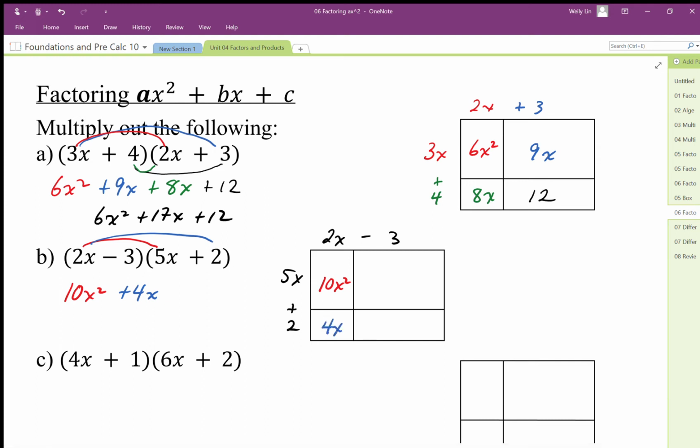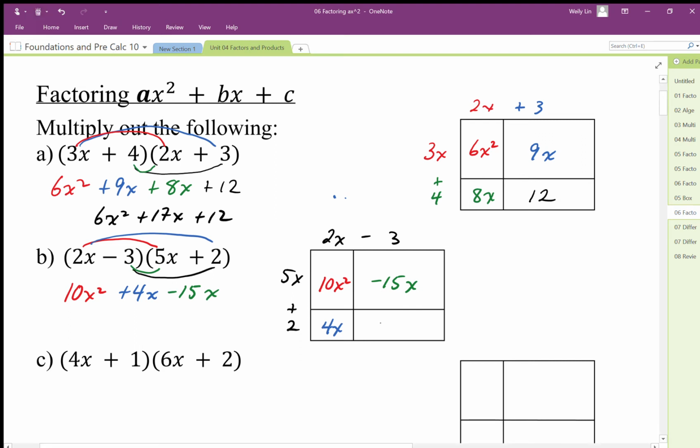We have our, I lost my pen, there we go. We have our negative 3 times 5x is minus 15x. So we have negative 3 times 5 is our negative 15x here, and then our final product is going to be the product of negative 3 times positive 2.